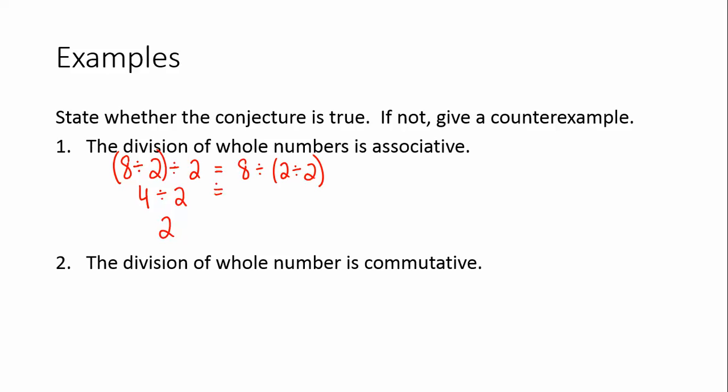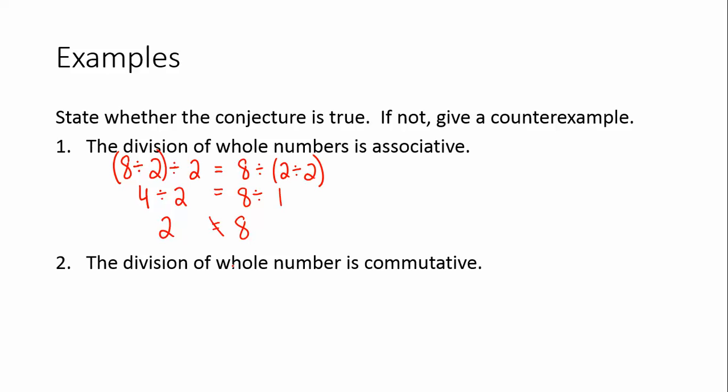Well, let's check what happens on the right-hand side. We need to do 2 divided by 2 first. So we bring down the 8 and the division symbol. We have 8 divided by 1. Well, 8 divided by 1 is 8. So we have a counterexample. Our counterexample is 8 divided by 2 divided by 2. Remember, a counterexample is something that disproves a conjecture.